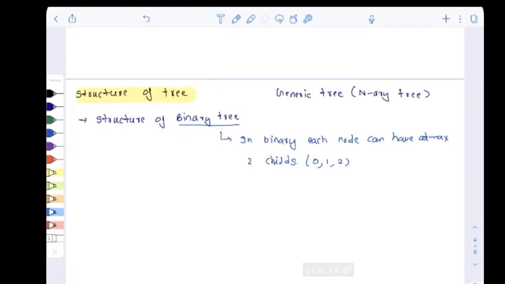Every node is going to have at max 2 childs, and at max 2 means zyada se zyada do. That means 0, 1 or 2 is the correct thing. Perfect. Okay, right.